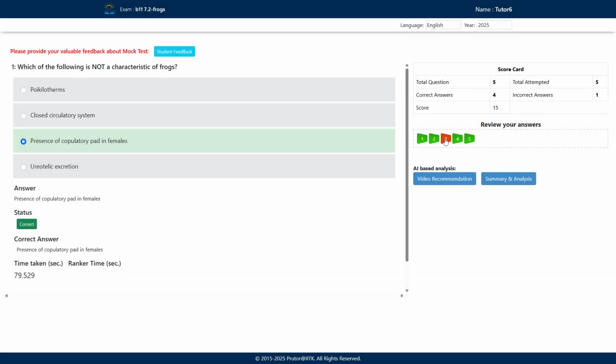So why is this showing incorrect? Vocal sac. I said vocal sac, but I opted for the tympanum. So the vocal sac is the correct answer, right?